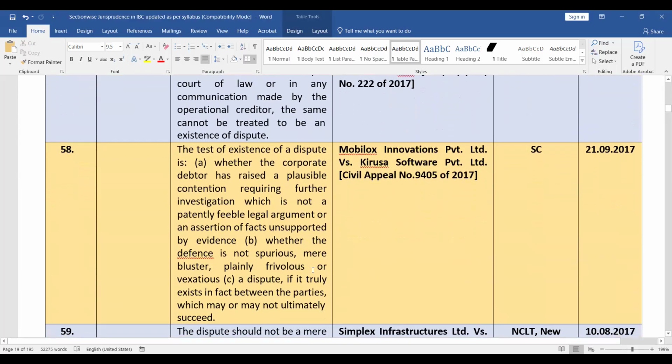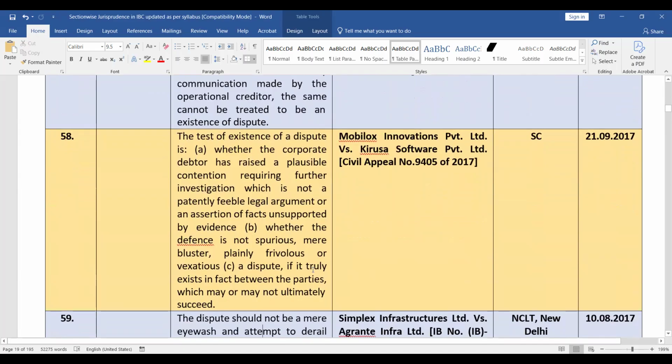ये सबसे इंपॉर्टेंट सेक्शन है, मोबिलॉक्स वाला. It is in your syllabus also. तो मोबिलॉक्स में क्या कहा, the test of existence of a dispute is whether the corporate debtor has raised a plausible contention requiring further investigation, which is not a patently feeble legal argument or any assertion of facts unsupported by evidence. Whether the defense is not spurious, mere bluster, plainly frivolous, or vexatious, a dispute, if it truly exists in fact between the parties, which may or may not ultimately succeed.